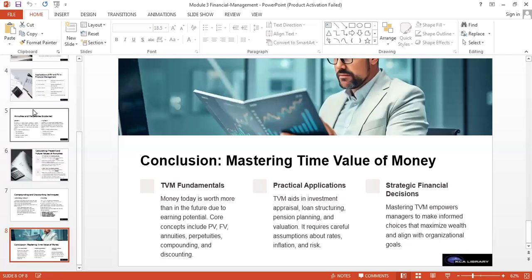Looking practically into it, the time value of money affects investment appraisal, loan structuring, pension planning, and valuation. It requires careful assumptions about rate, inflation and risk. And when talking about strategic financial decisions, mastering TVM empowers managers to make informed choices that maximize wealth and align with organization goals.